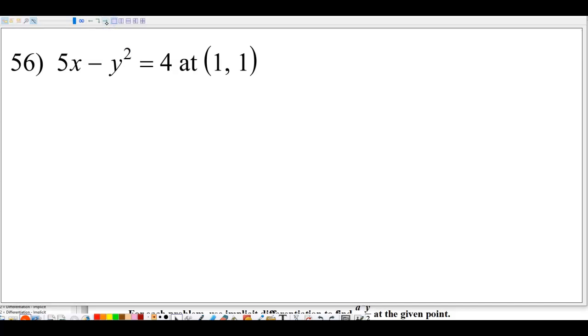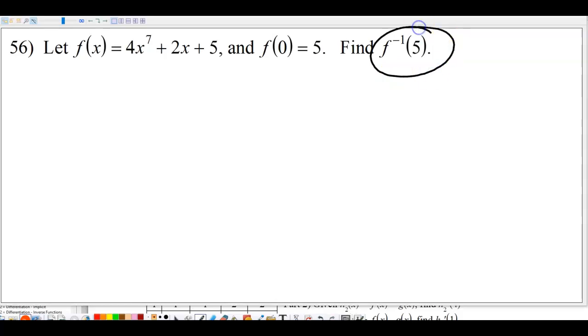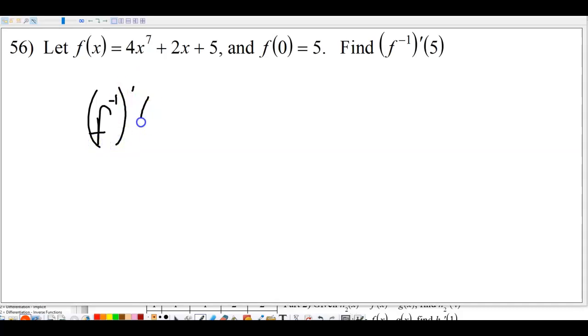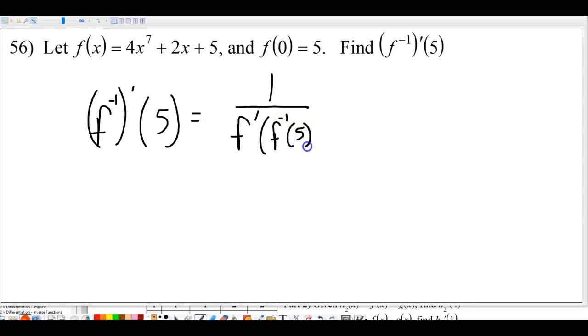Right? All right, so I want to find f inverse of 5. I want to find the derivative of f inverse of 5, actually. Let me correct that. That's not typed correctly. Just a moment. Okay, so I didn't want to find just f inverse of 5. I wanted to find the derivative of f inverse of 5. So now it's written correctly. So there's a formula for finding the derivative of f inverse of a number. It's going to be 1 over f prime of f inverse of 5. Okay? So that's our setup.